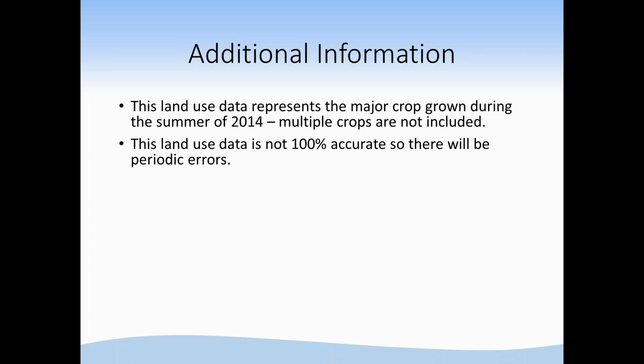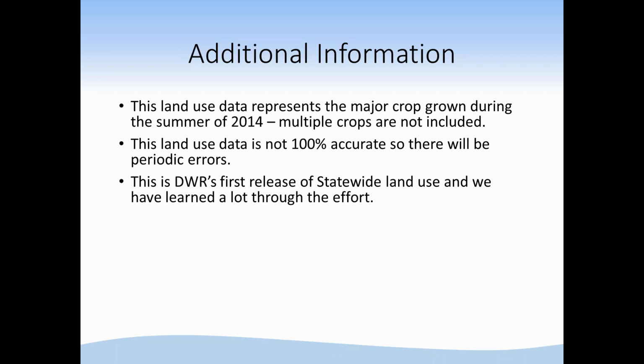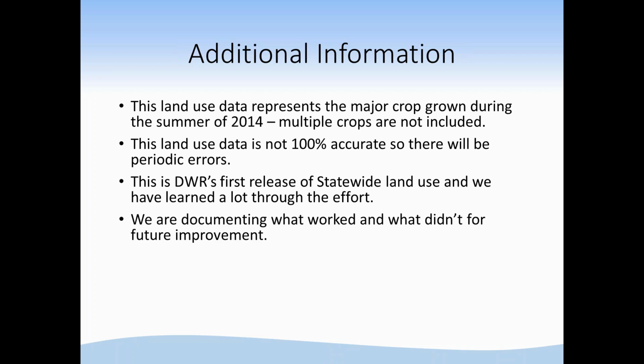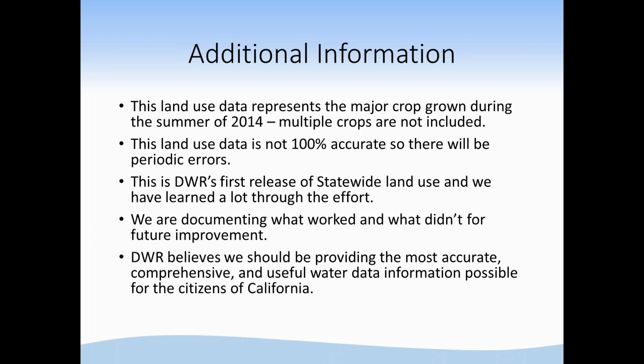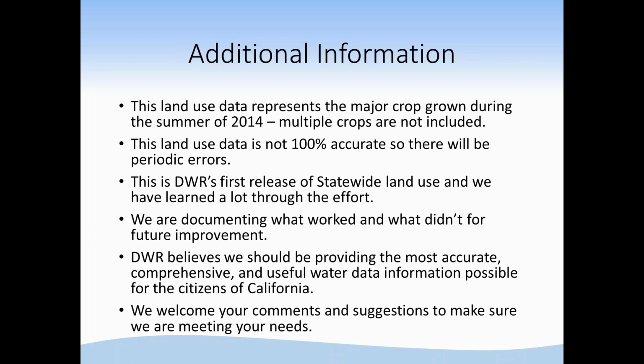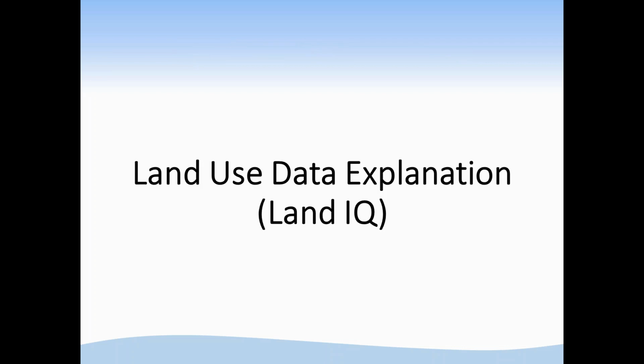But that will improve with future efforts, and as we get more input from the locals who can provide us data. This is DWR's first release of land use, and we've learned a lot through it. We're documenting what's working well, what's not working well, and what we would like to change in the future. We really believe that we should be providing the most accurate, comprehensive, and useful water data that we can for the citizens of California, for whatever those purposes are. We welcome your comments and suggestions as we continue to move forward. So with that, we'll switch to Joel, and he'll talk about the process they used.